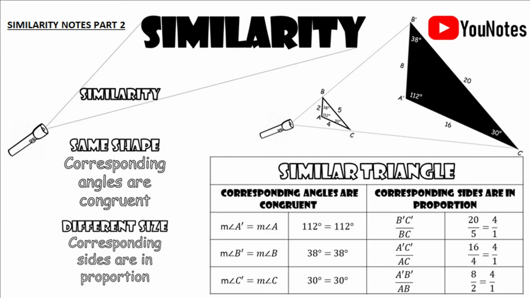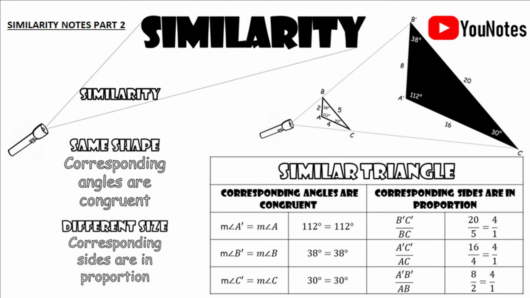So now it's time to define similarity. Polygons that are similar have the same shape, but not necessarily the same size. To be more specific, similar polygons have corresponding angles that are congruent and corresponding sides that are in proportion.